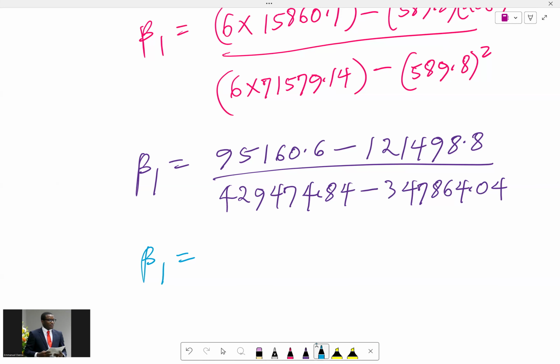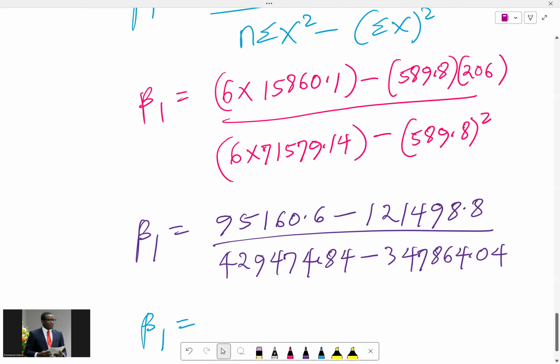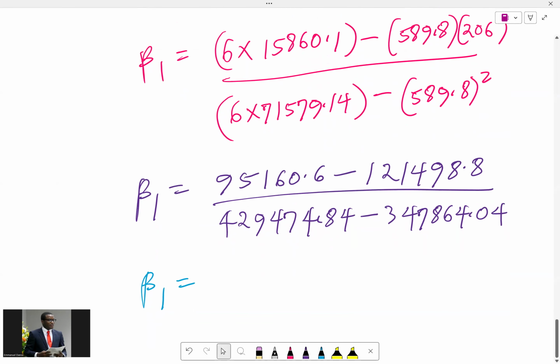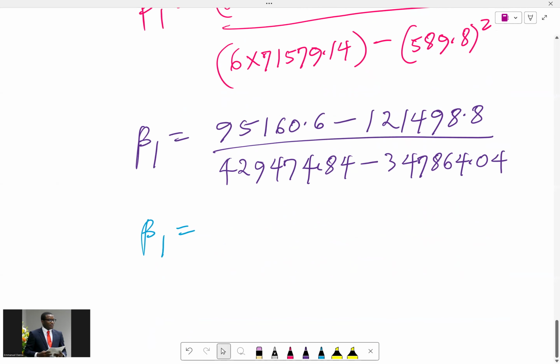So this is 95160.6 minus 121498.8. That is given a negative value. That's minus 26338.2 up there. So that means we are going to get a negative slope.